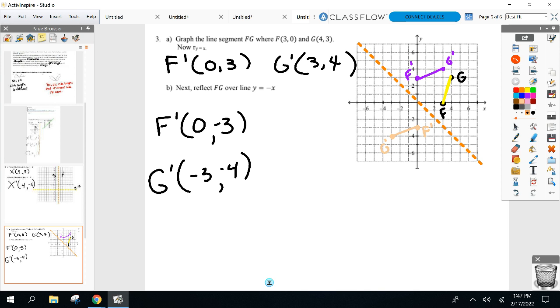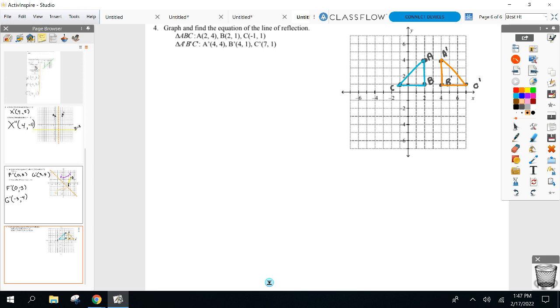Every question I've asked you today, I've told you what line to reflect over. Now you tell me what line to reflect over. I'll give you both the pre-image and the image. What line did I reflect over? So now we're going in reverse. Go ahead, take your time, graph triangle ABC for me. Graph A prime, B prime, C prime for me. And then see if you can give back what line we reflected over.